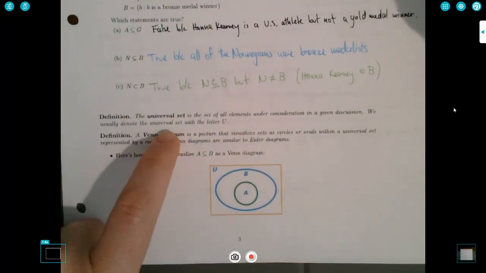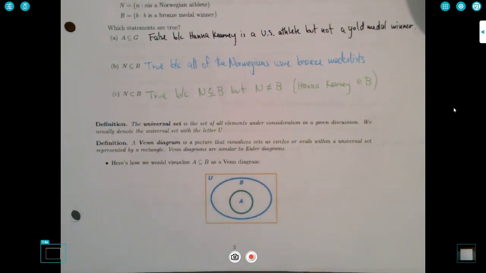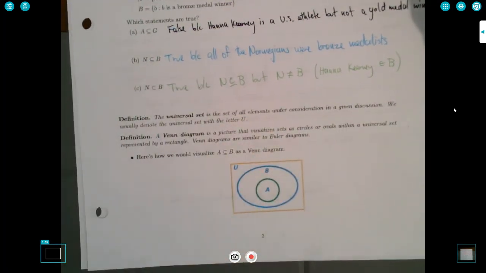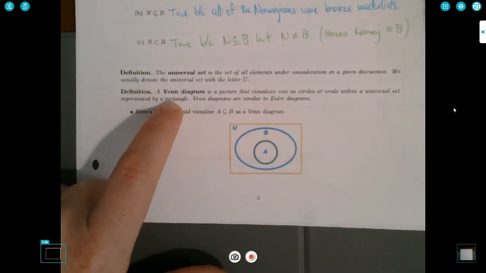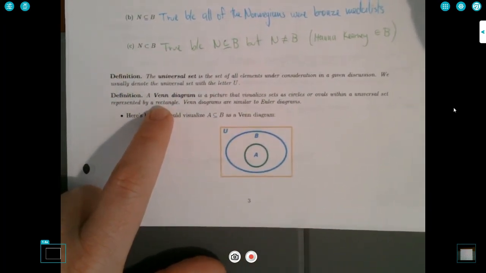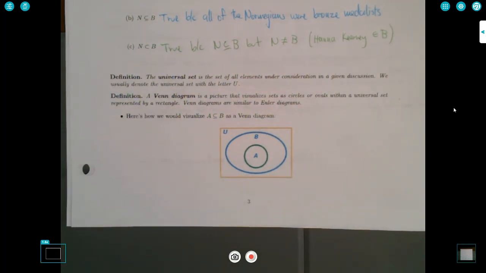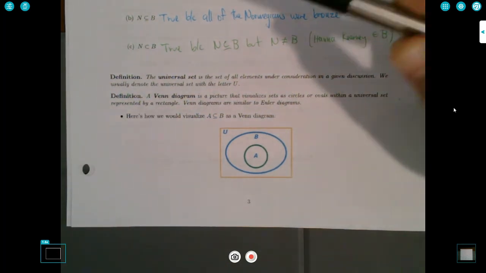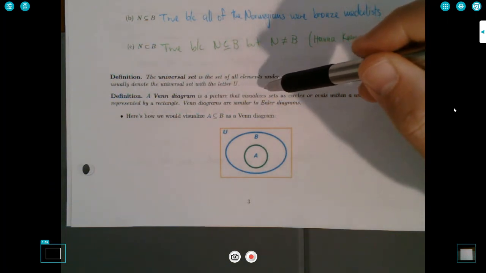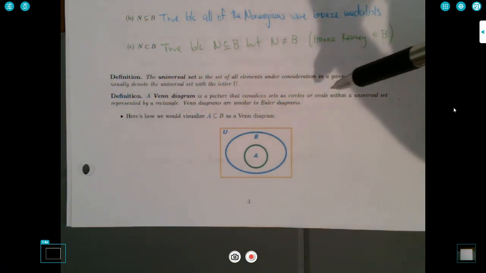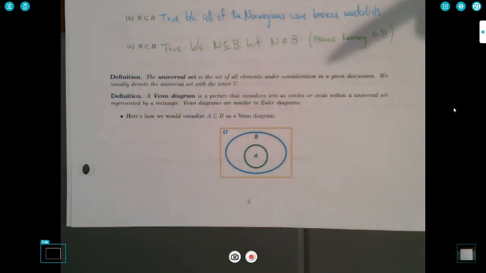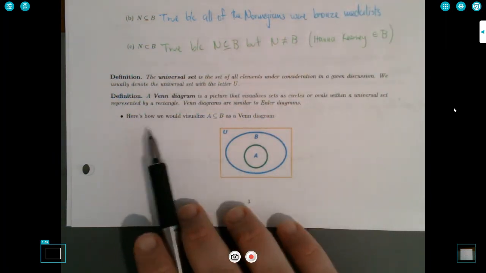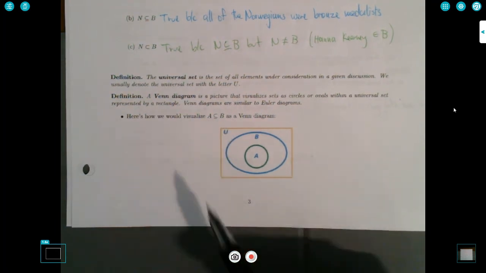So that's that. Universal set we talked about, right? It's the set of all elements under consideration in a given discussion, and we usually denote it with the letter U. A Venn diagram. You've probably seen Venn diagrams in the past, and they're very similar to Euler diagrams, which we've looked at in this class already, right? But a Venn diagram is a picture that visualizes sets as circles or ovals within a universal set represented by a rectangle.